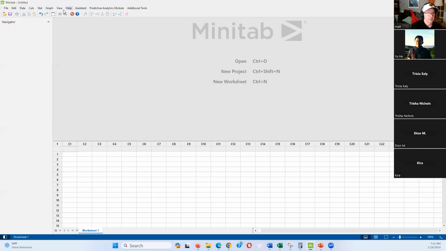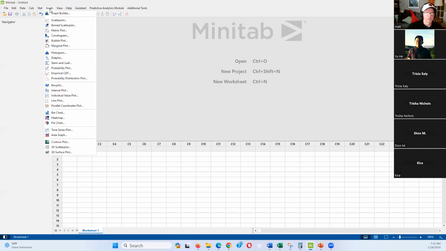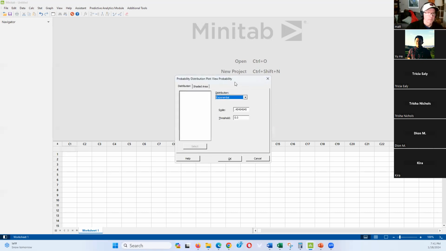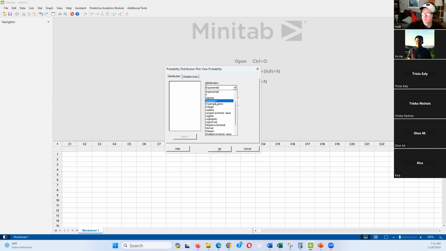So this is Minitab. Go under Graph, go under Probability Distribution, and I'm going to demonstrate. Okay, so here you can go under Normal Distribution.